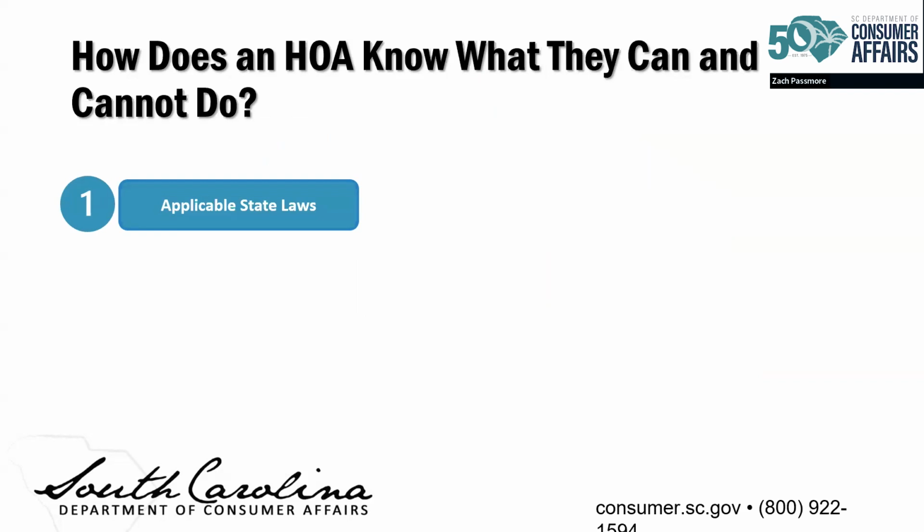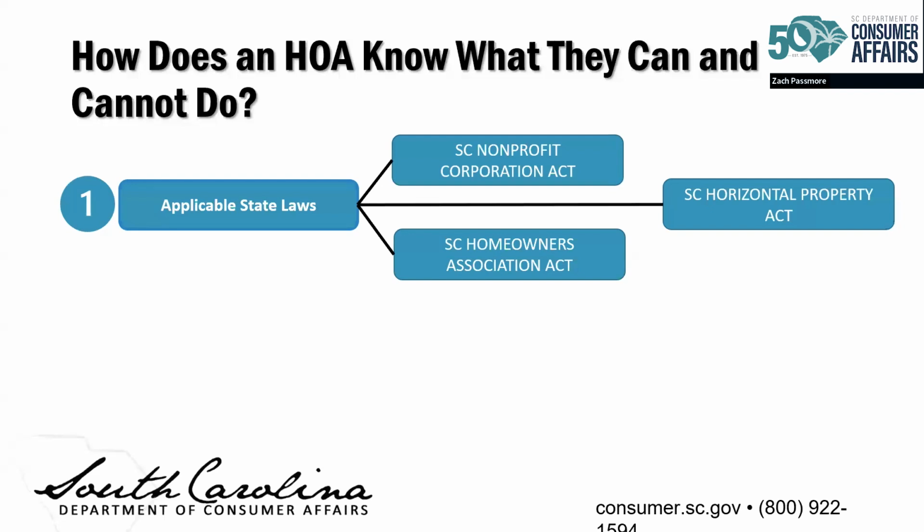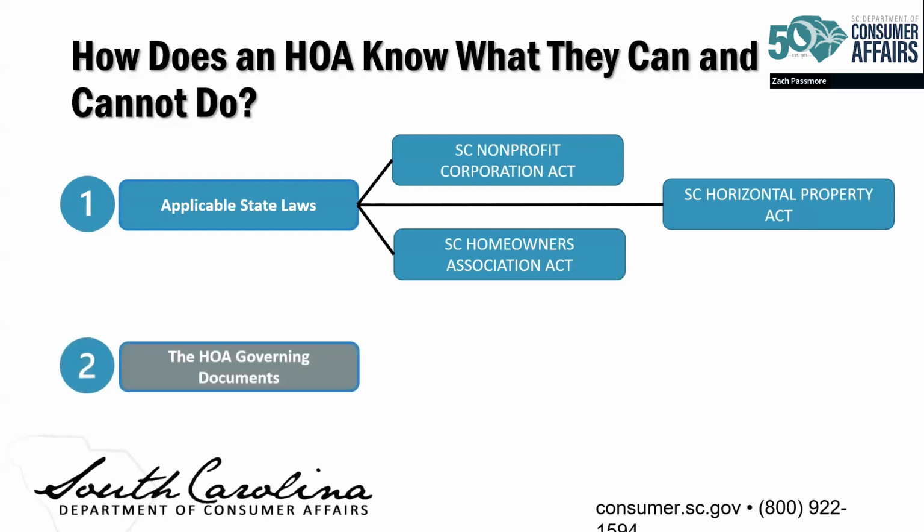Here in South Carolina, there are three. There is the South Carolina Nonprofit Corporation Act, the South Carolina Homeowners Association Act, and for horizontal property regimes, the South Carolina Horizontal Property Act. All of these laws may or may not apply to your HOA in particular. Determining which one and which one's provisions do apply to your particular homeowners association depends on the construction of that HOA.